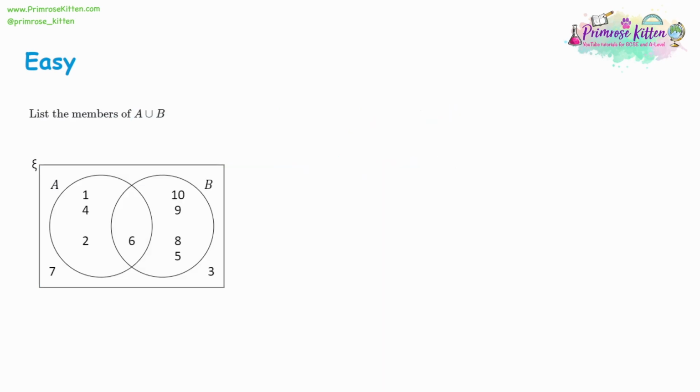On the next diagram, we're looking for the members of A, then there's a U symbol, and then there's B. So what does this mean? So A U B. This means the union of A and B. And what that means is that you want numbers that are in set A or they're in set B.